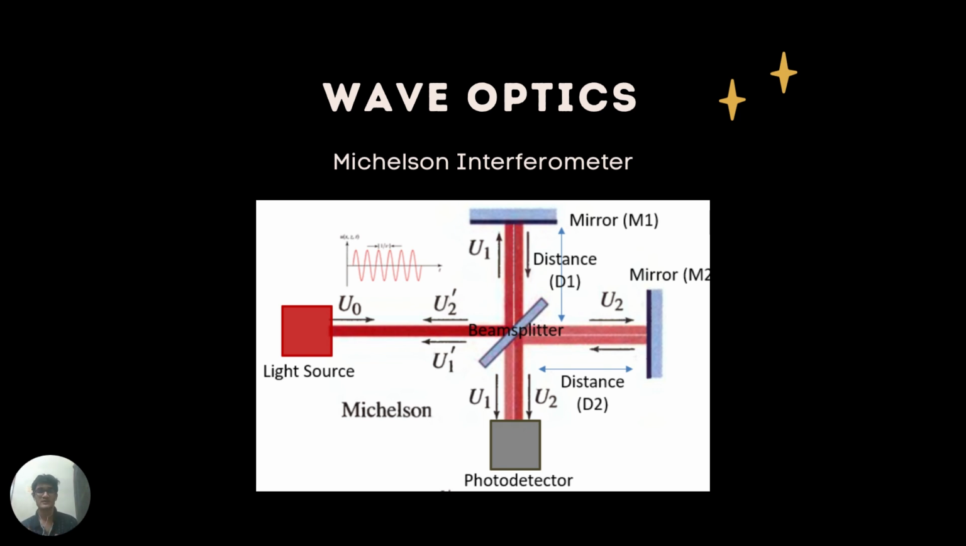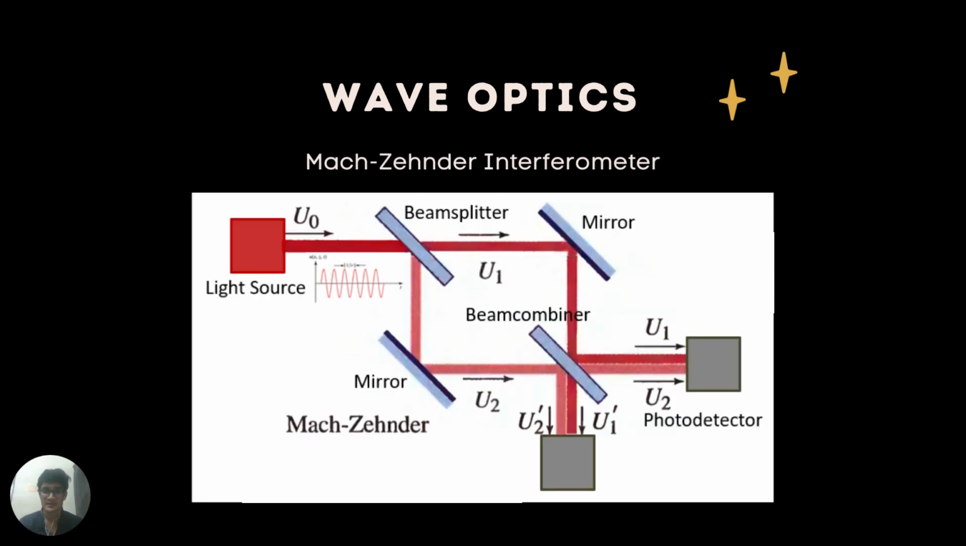So this is how we get the intensity at the photodetector. This was the Michelson interferometer. Let's see two more. This is a Mach-Zehnder interferometer, where two beam splitters are used. In a Michelson, we use just one.